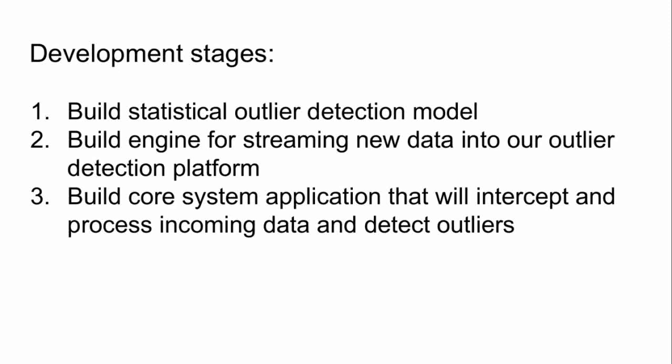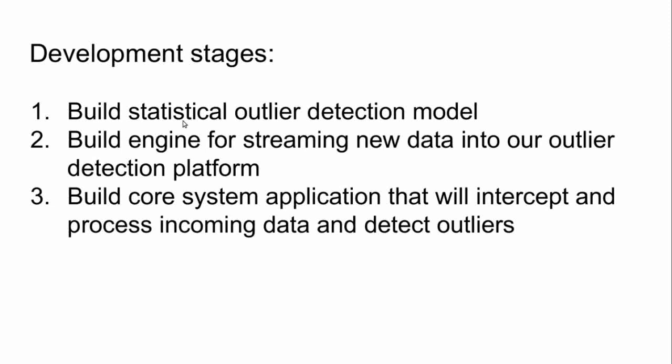There are three development stages involved in the process of building the system. The first thing we need to do is to teach our system to autonomously detect outliers. The next stage is to build a system that will stream input data into our outlier detection system. And the last stage is to build the core system that will run the outlier detection process on the streamed input data. Let us now look into technical details of each stage, starting from the first one and then following in order.